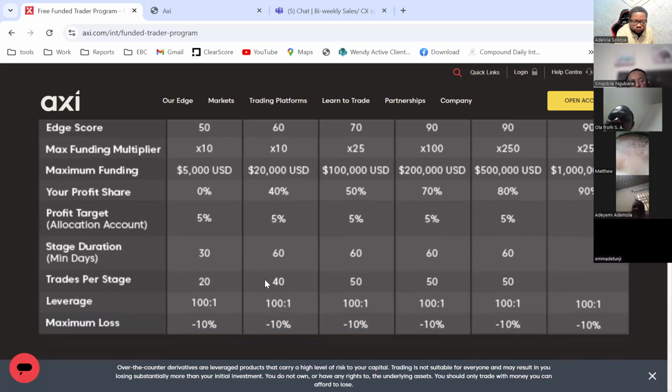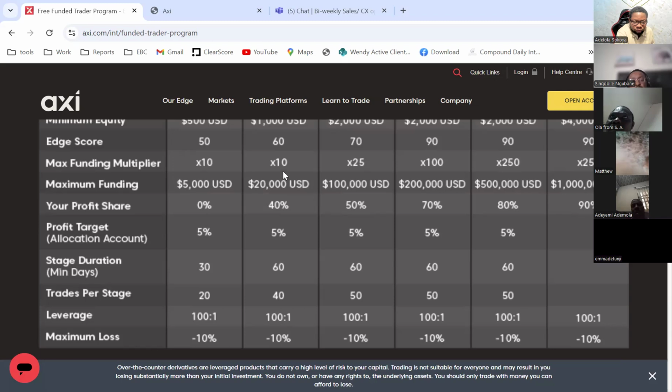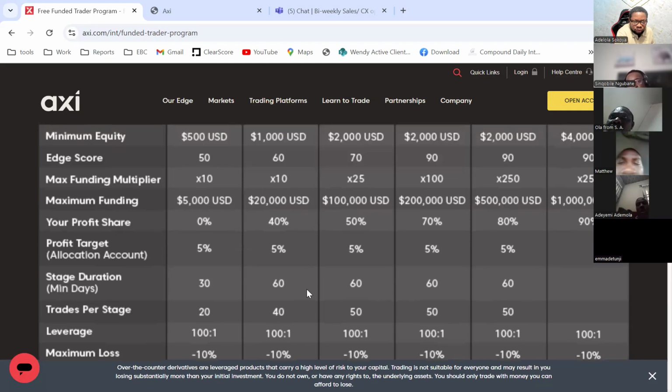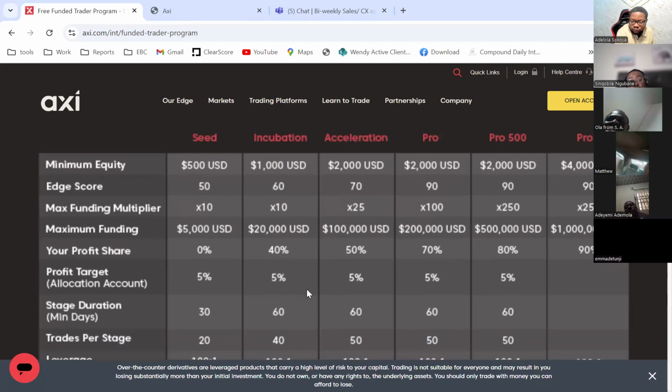Trades per stage, now you need to open 40 trades. Leverage is the same for all the levels. Maximum loss here is still 10%. So your drawdown shouldn't be more than 10% of the 20,000, which is $2,000, or 10% of the $1,000, which is $100. Then should you meet all these conditions again, you move to acceleration.